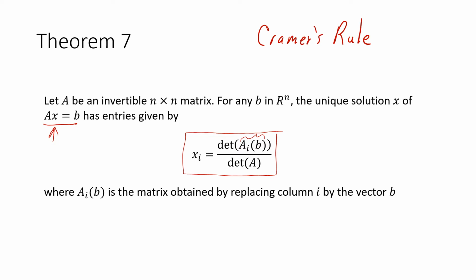Now, what is A_i(b)? This is where you take your original matrix A, replace the ith column in it with your coefficients b. Take the determinant of that, divide it by the determinant of your original matrix A, and you get the solution to the ith element of x.